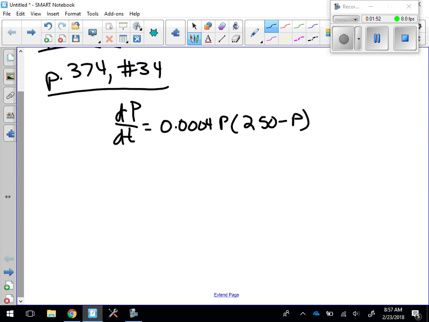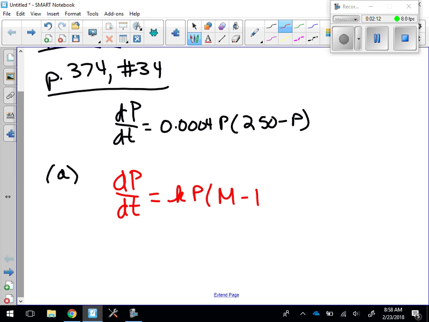Okay, so this is a logistic differential equation situation. We have an equation for the logistic differential equation, which says that dP is Kp times M minus P. So when you're doing a problem that has to do with populations, it should be pretty clear from the way the problem is worded that this is what we're talking about.